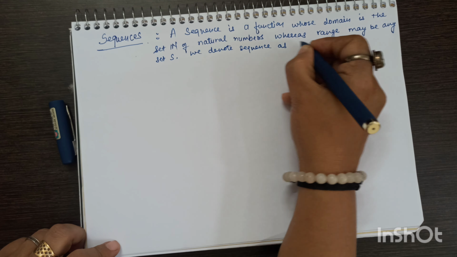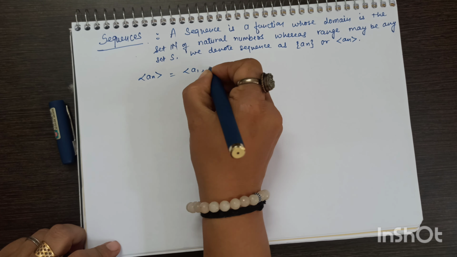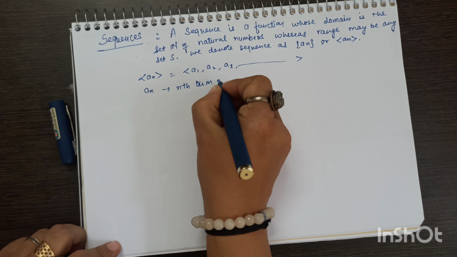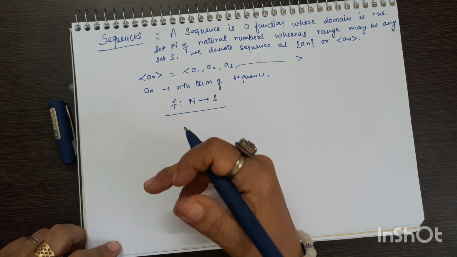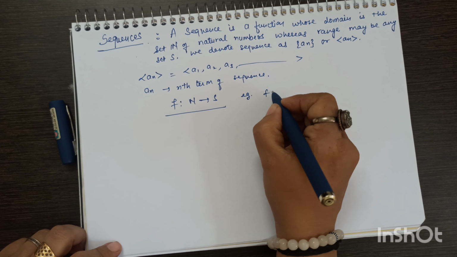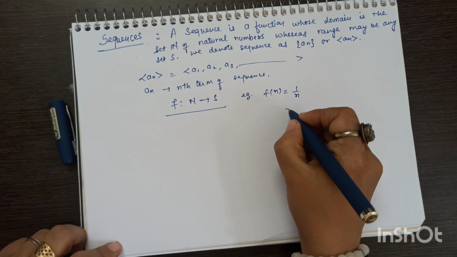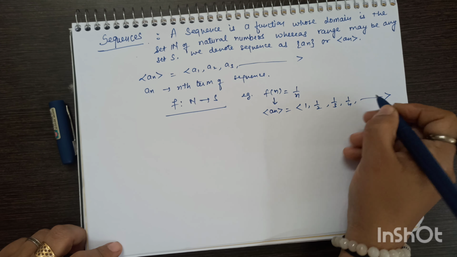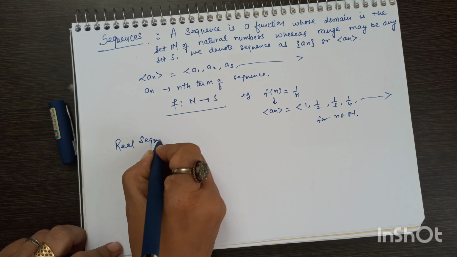So it can be real or complex in case of just sequences, but we'll be studying only the real sequences, which I'll be discussing in a minute. It is denoted by {an} in curly braces or in these triangle braces, a1, a2, a3, an and so on. An is the nth term of the sequence. F is defined from N to S. N is the natural numbers. S can be any set right now. For example, f of n is equal to 1 by n.